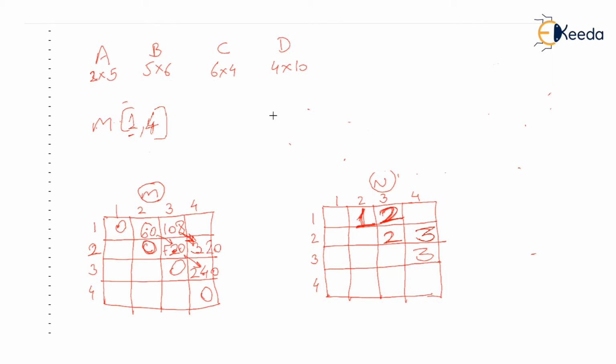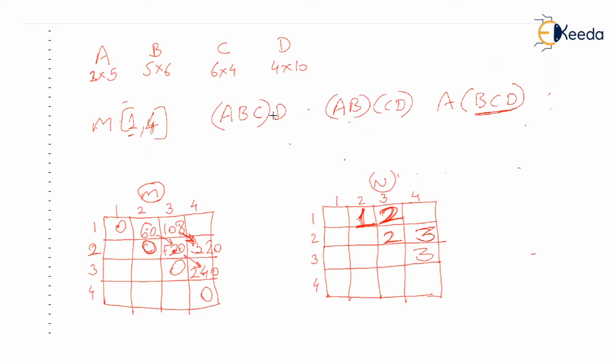So what are the possibilities? Just check this. We can either take A, B, C, multiply them, and then take D. This is the first method. The other method is you can take A, B first and then multiply it with CD. Correct? And then the third method is you can first take BCD and then the result of BCD is multiplied with A. These are the three possibilities.